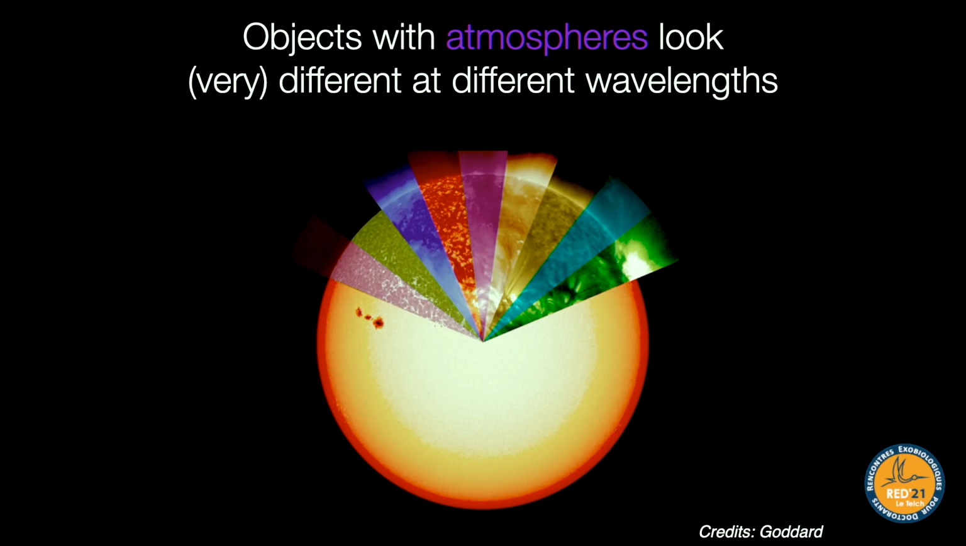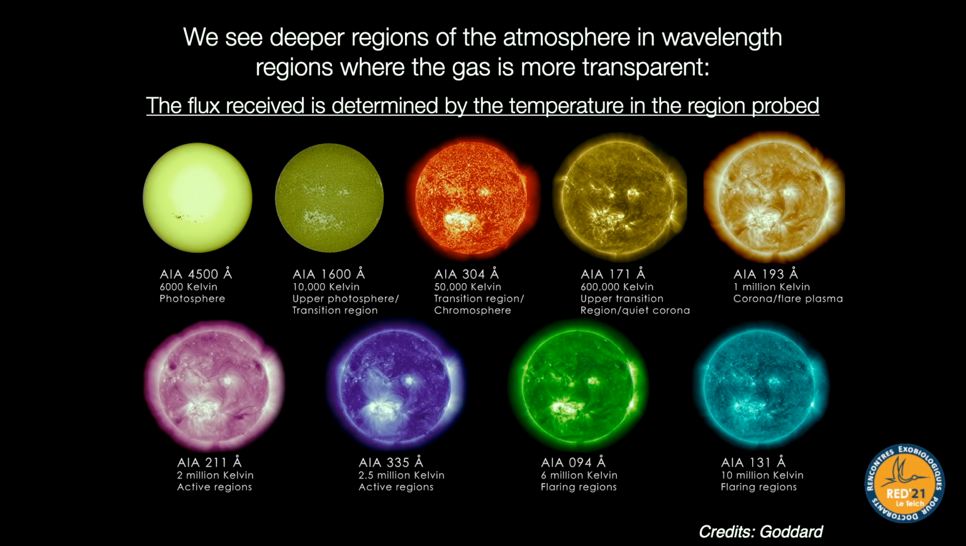Here, for example, this is a video from data from the Sun. Each small section is a different wavelength, and you see that the Sun looks dramatically different. The reason is that there are molecules and atoms in the atmosphere of these objects, and they do not absorb the light the same at different wavelengths. So the atmosphere can be more transparent or more opaque at different wavelengths.